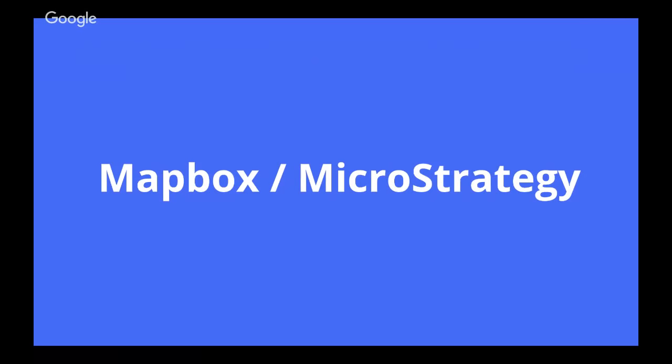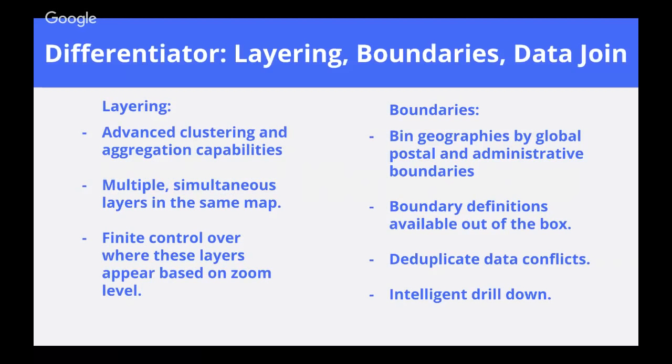The next BI platform I wanted to discuss is Microstrategy. Microstrategy has a super powerful integration on Mapbox. And the thing that I love about Microstrategy's implementation is it really combines finite control over many different kinds of layers. And also in the context of provided boundary definitions like global and administrative boundaries, which Microstrategy has baked into the product. Microstrategy differentiates itself by more accurately reading your data and bucketing and aggregating these into geographic regions to display it on the map for you.